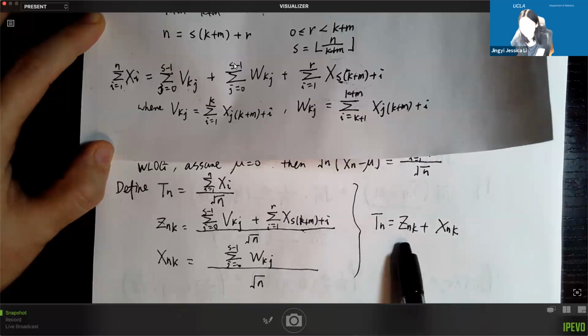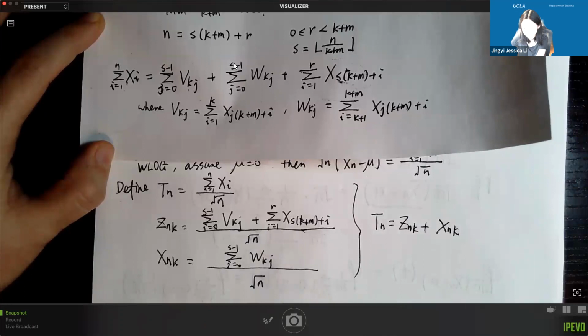Second, I want to show that as n goes to infinity, Z_{n,k} is converging in law to Z_k. That's condition 2 of the lemma. Third, I want to show Z_k converges to an asymptotic distribution as k goes to infinity. That's condition 3 of the lemma. So I'm going to show that each of those holds. Maybe let's look at condition 1.